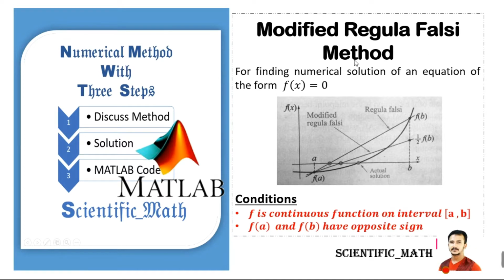Modified Regula Falsi method for finding numerical solution of an equation of the form f of x is equal to 0. Conditions: f is continuous function on interval AB, and the values of the function at the endpoints of the interval A and B have opposite signs. This graph shows Regula Falsi method and modified Regula Falsi method. This is Regula Falsi method, and this is improved or modified Regula Falsi method.